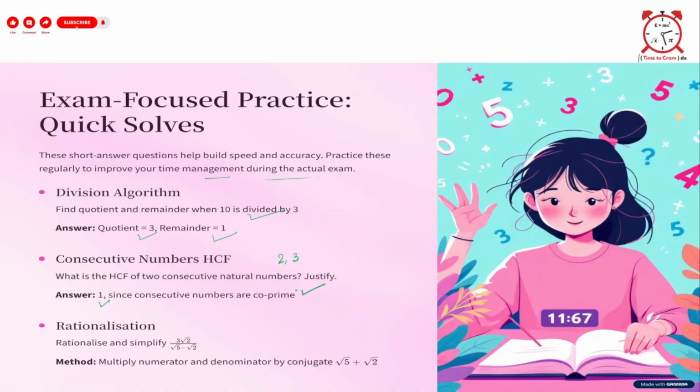The concept of co-prime we understood recently in the previous slide. Now rationalization. Rationalize and simplify. Suppose 3 root 2 divided by root 5 minus root 2 is given, then we have to rationalize the denominator. Which method do we use for that? Multiply the numerator and denominator by root 5 plus root 2. By this method we can rationalize the denominator.